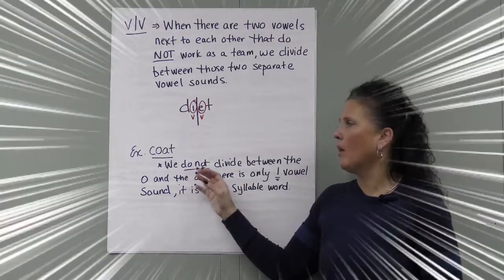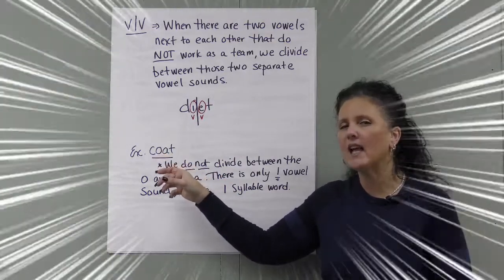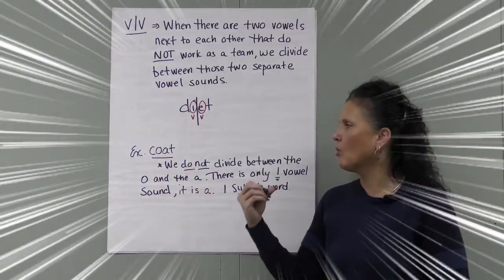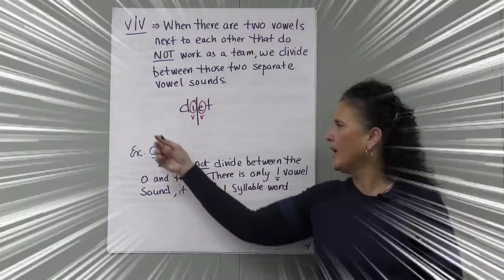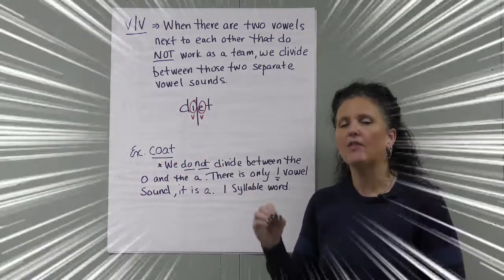Another example would be one that isn't separated, like goat is coat. The only sound you hear here is the O. So coat is 1 syllable. We can't separate it between the vowels because the O and the A work together to make the O sound.